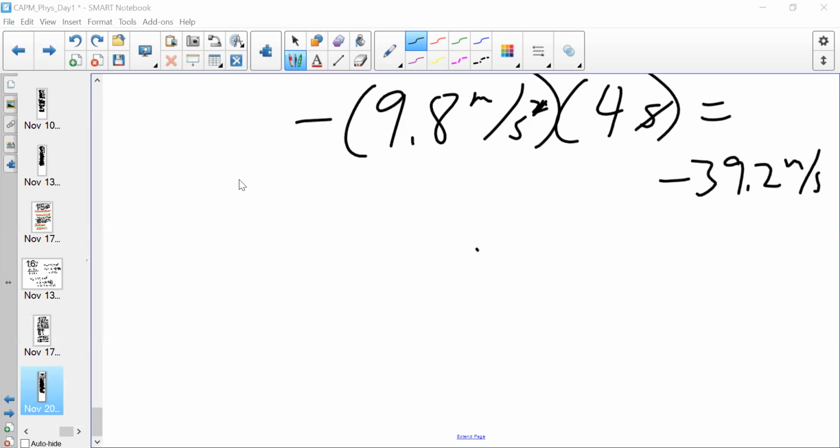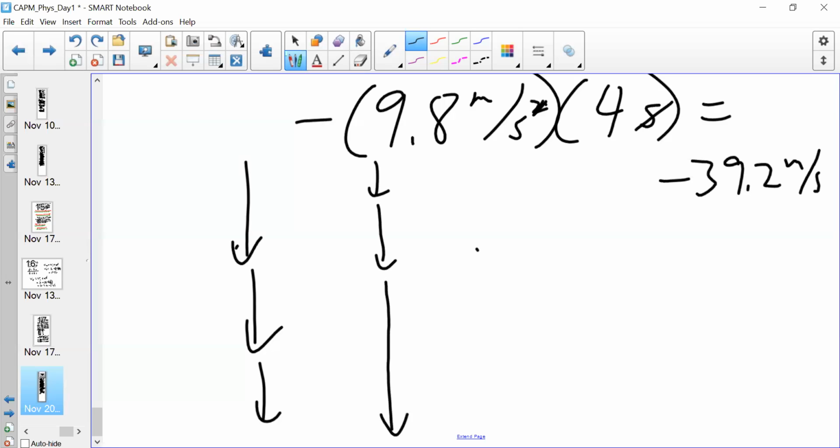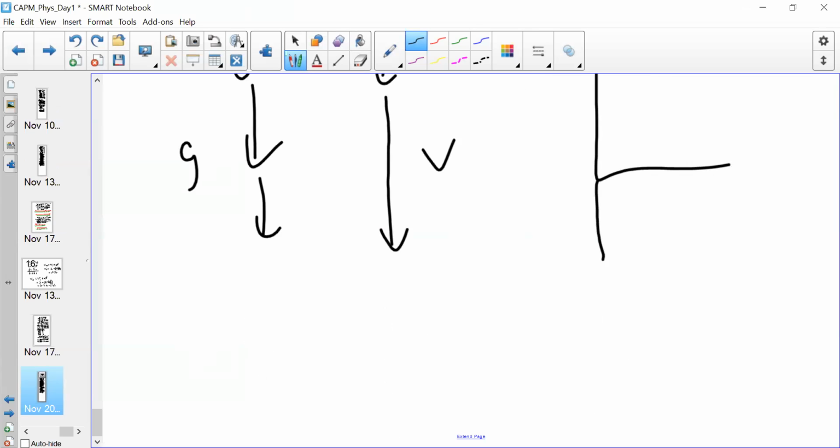Yeah. So gravity is doing this, and your speed is getting larger and larger. They're in the same direction, so that's why this velocity here is going to get larger and larger. It's increasing. So if we would put this on a graph, technically this would be an increase in the negative direction.